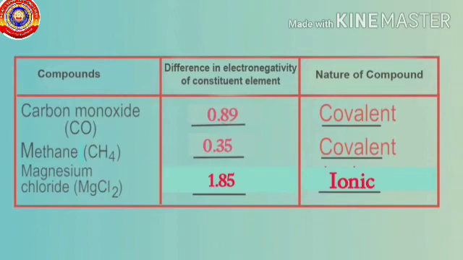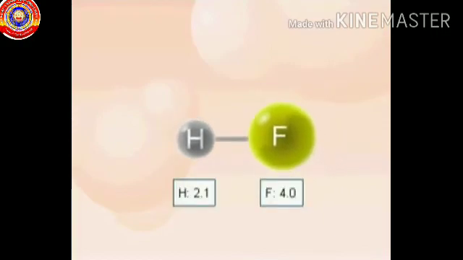Let's see what happens when the atoms become highly electronegative. Look at the example hydrogen fluoride. Here the electronegativity value of hydrogen is 2.1 and that of fluorine is 4. Since fluorine is highly electronegative, it attracts the shared pair of electrons towards itself and it acquires a partial negative charge, delta negative, and the hydrogen atom develops a partial positive charge, delta positive. As I told you, the fluorine atom having a higher electronegativity attracts the shared pair of electrons towards its nucleus.